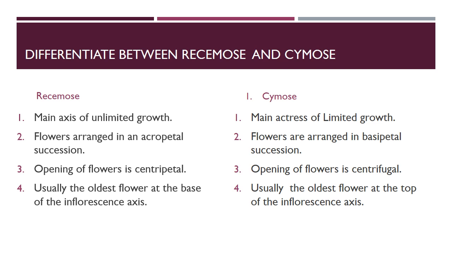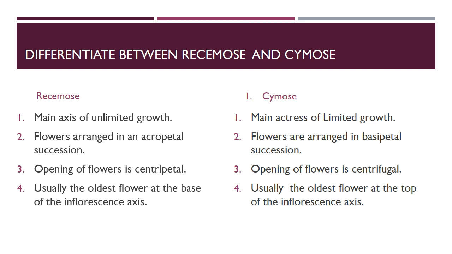Can you understand? Again I say, racemose has a main axis of unlimited growth, while here the main axis is of limited growth. Then in racemose, flowers are arranged in an acropetal succession; in cymose, flowers are arranged in a basipetal succession. Third point, in racemose, opening of flowers is centripetal; in cymose, opening of flowers is centrifugal. Fourth point, in racemose, usually the oldest flower is at the base of the inflorescence axis; in cymose, usually the oldest flower is at the top of the inflorescence axis.